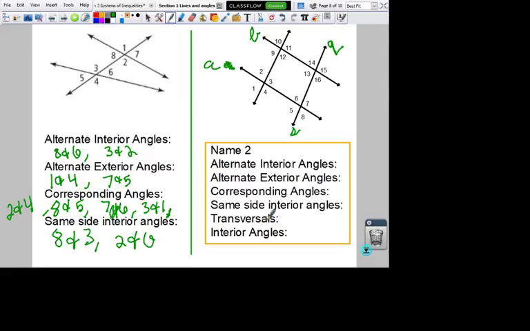Same side interior. So I'll give you another minute, just because there's a lot to answer on here. Got it. I'll go back. Got it. After the lesson.